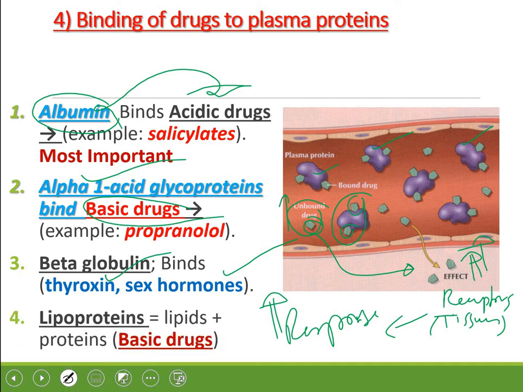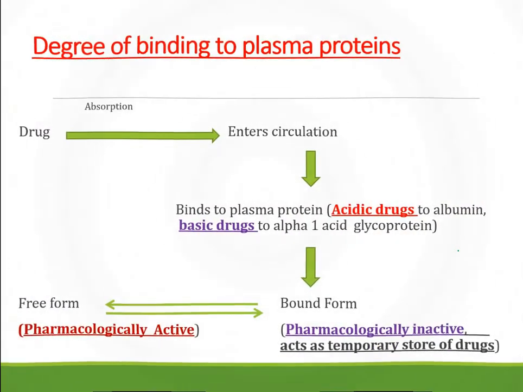So there are drugs which also bind to the lipoprotein, you see, and the basic drugs also bind to lipoprotein. So this is very important. Albumin binds acidic drugs, alpha-1 acid glycoprotein binds basic drugs, and beta-globulin binds thyroxine and sex hormones, whereas lipoprotein, so lipids plus protein, usually binds the basic drugs.